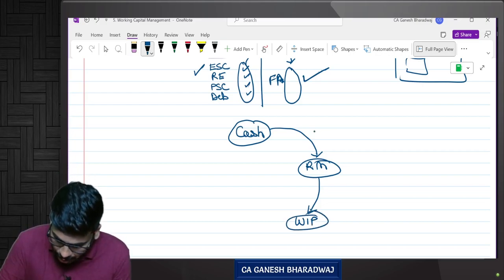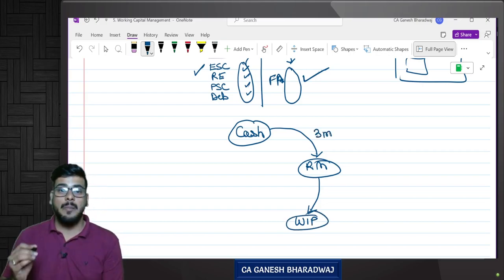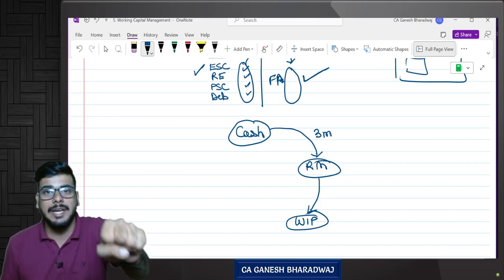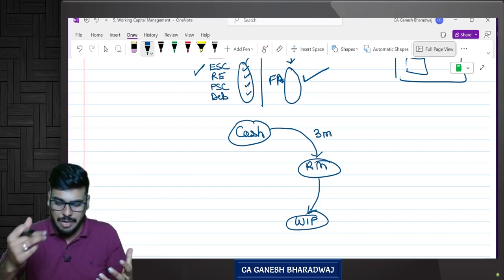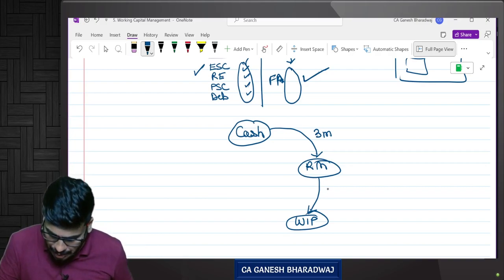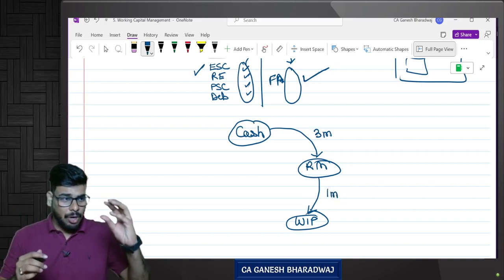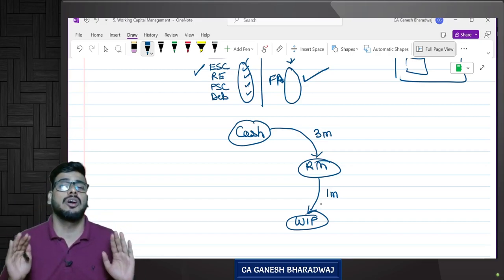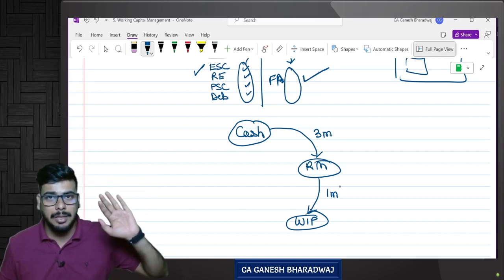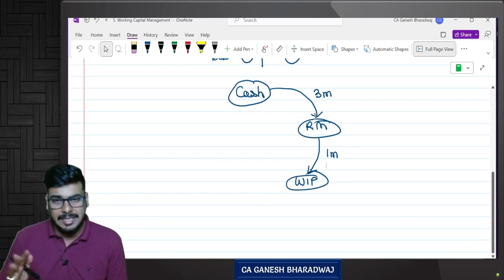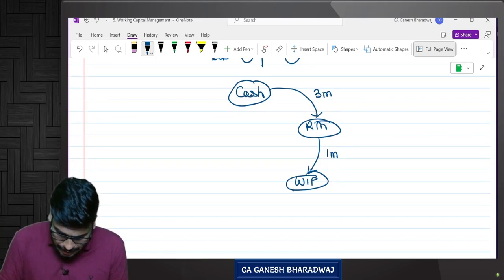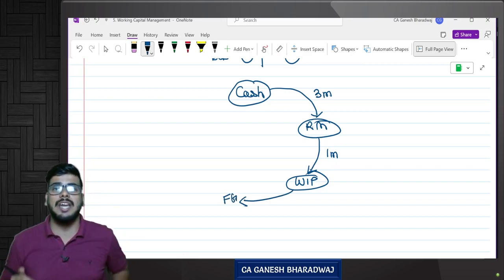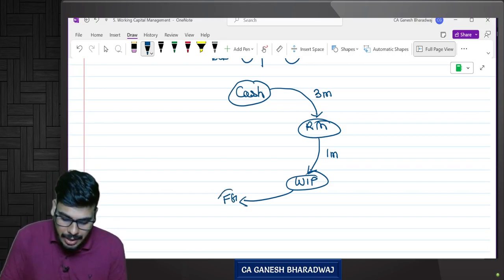Clear? Now, after this, the raw material needs to be converted into WIP, correct? So for a period of 3 months, the raw material stays in my godown. After that, I will issue this raw material into my factory shop, that is, the production will start. Let us assume the production will take 1 month. Let us assume for the raw material to get converted into WIP, the entire process will take about 1 month. Yes or no? Now, after this, will I immediately be getting the cash? No. This WIP will be converted into an FG. Correct?